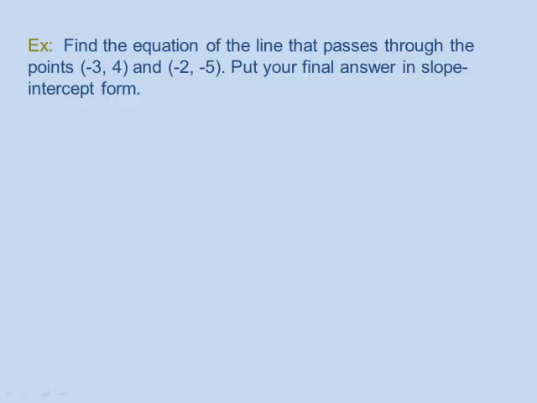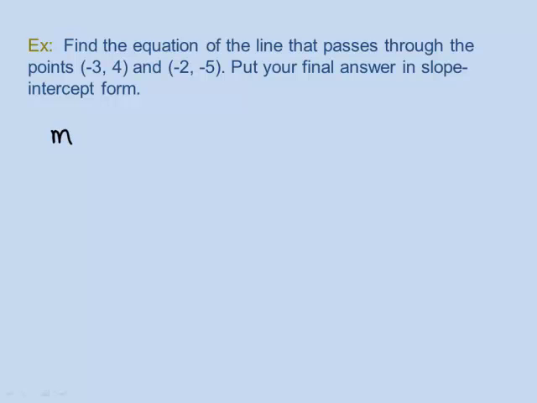Let's look at another example. Find the equation of the line that passes through the points negative 3, 4 and negative 2, negative 5. Put your final answer in slope-intercept form. Okay, so slope-intercept form, fractions are fine. We just have to have the y isolated. The initial step, though, is going to be the same.